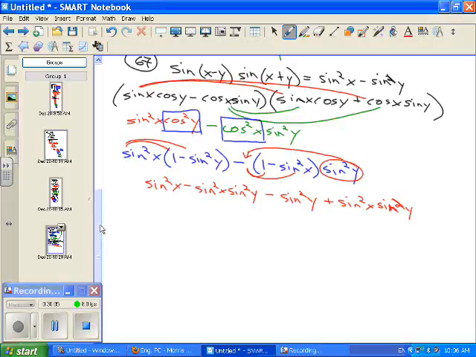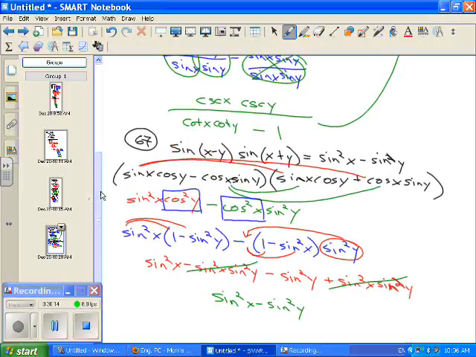Gotcha. All right, so the good news is this cancels with that, so now I've got sine squared of x minus sine squared of y, which is what I wanted, actually not way up here, but right there. Beautiful.